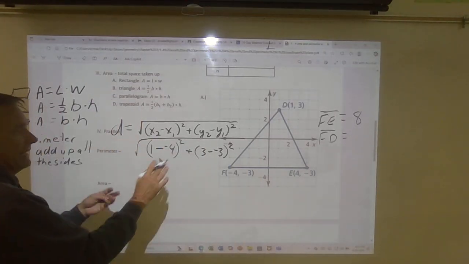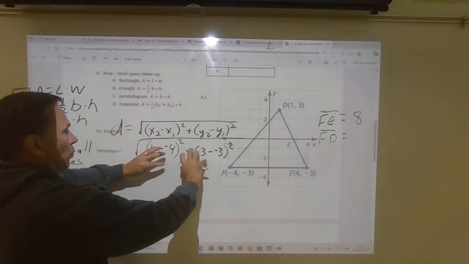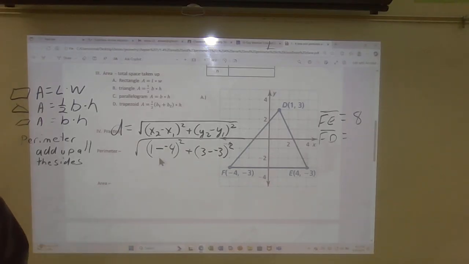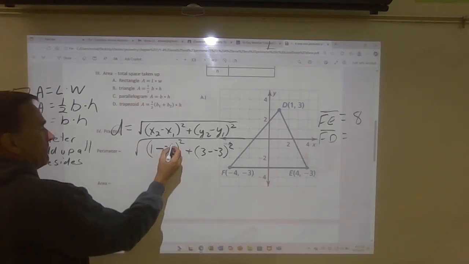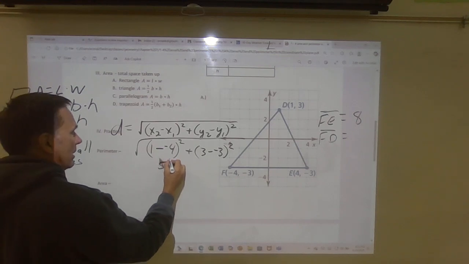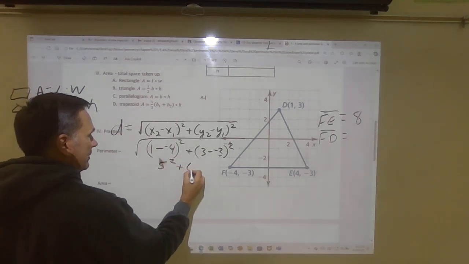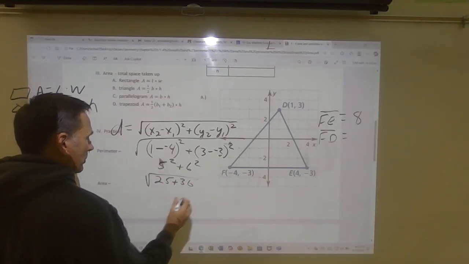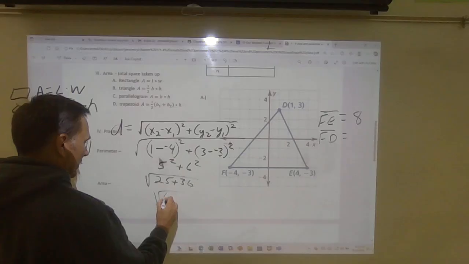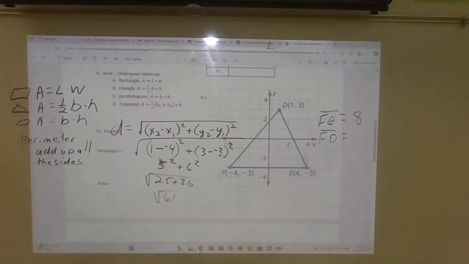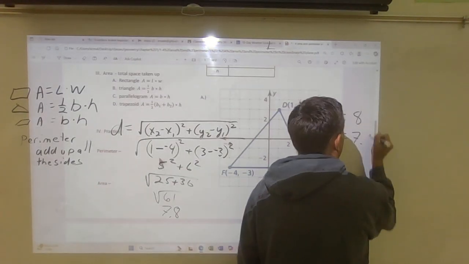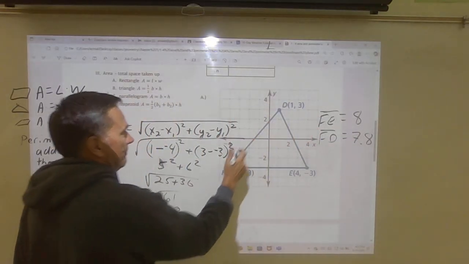The next step to getting this distance is I just want to do what's inside the square root. Do not use the square root bar or the sign when you're trying to calculate these. So 1 minus negative 4 is 5 squared. 3 minus the negative 3 is 6 squared. 5 squared is 25. 6 squared is 36. And we end up with the square root of 61. Now we plug this in our calculator, we end up with a value of 7.8. And that is the distance from here to here.